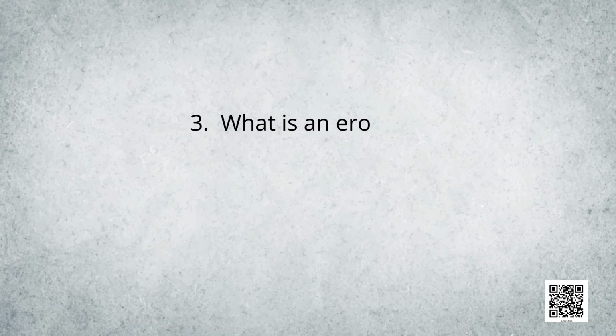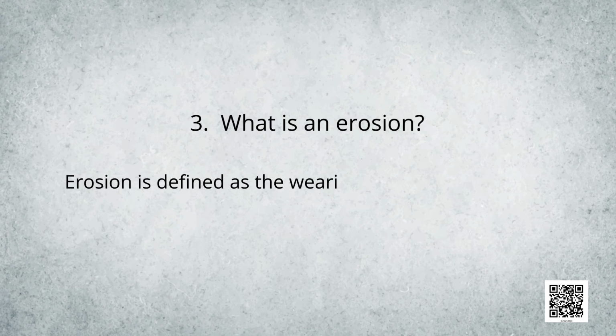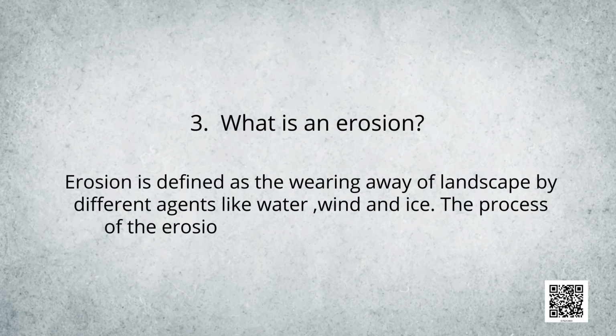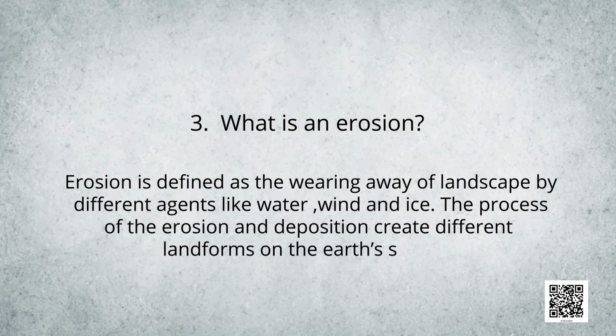Correct. So, what is an erosion? Now tell me, what is an erosion? Exactly, erosion is defined as the wearing away of landscape by different agents like water, wind, and ice. The process of erosion and deposition create different landforms on the earth's surface.